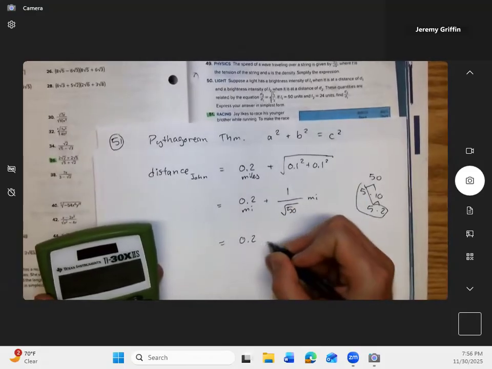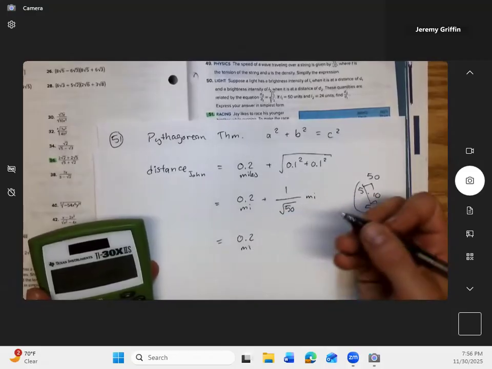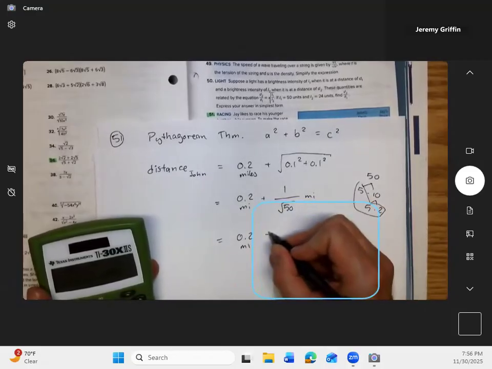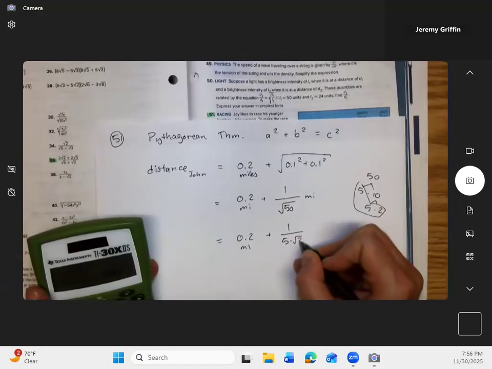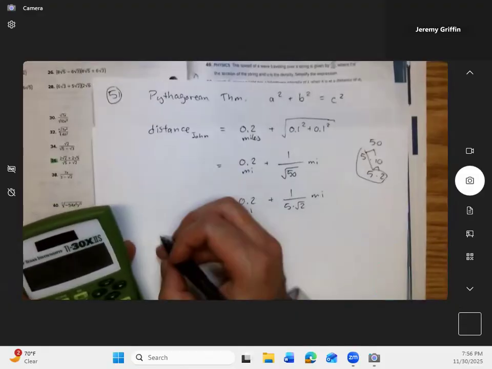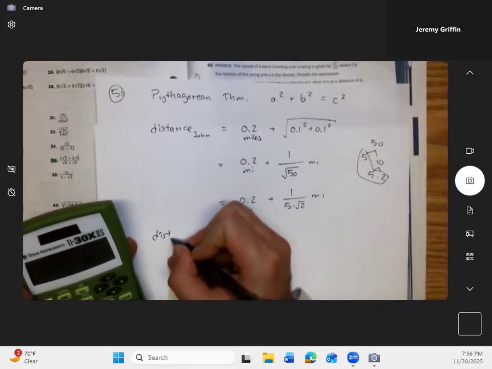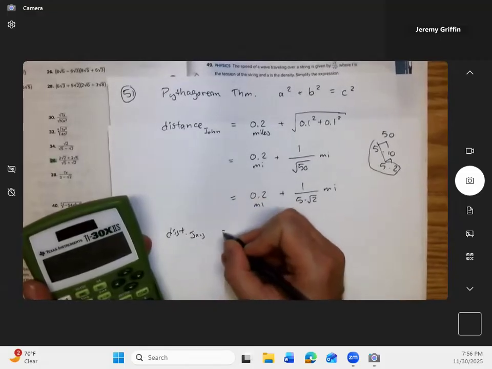So 0.2, well, 0.2 even, 1 over 5 if you like, plus 1 over 5 root 2 miles. That's the distance that John ran. How about the distance that J ran? Now J runs a little further.